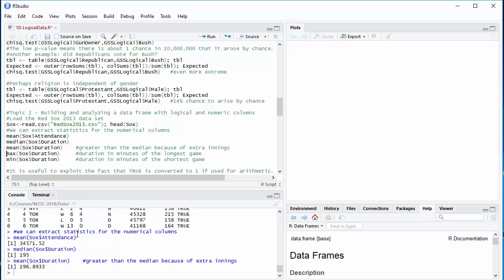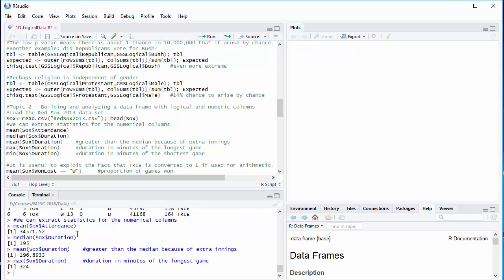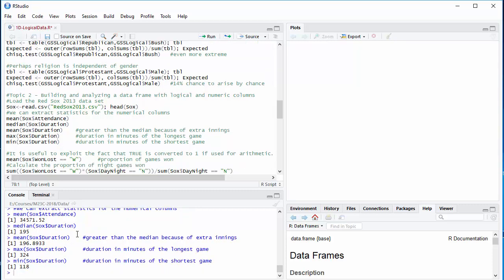Maybe the reason it was a little bit longer was because of extra inning games, which can go very long. How long was the longest game? We call the function max. Wow, that longest game ran 6.5 hours. What was the shortest one? Shorter than 2 hours, probably because rain started to fall.